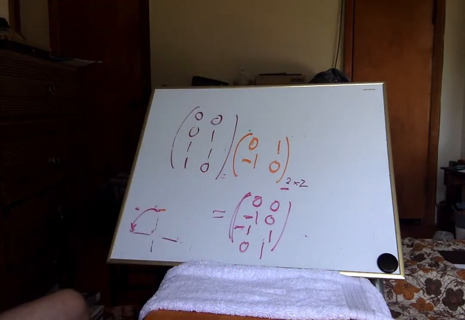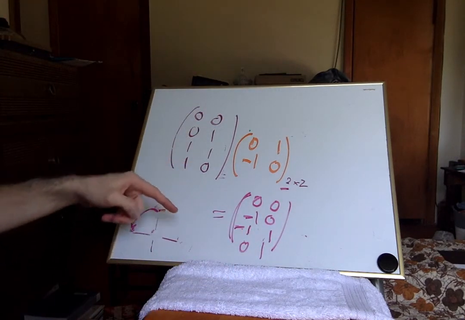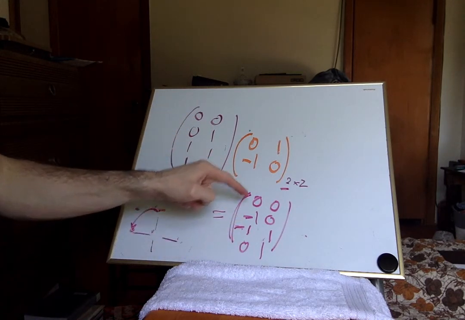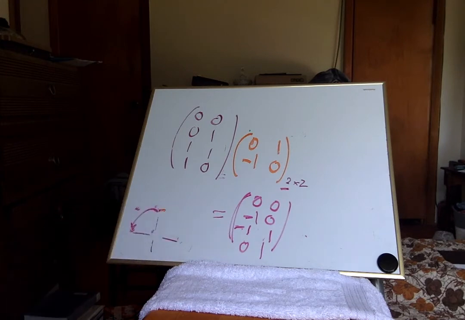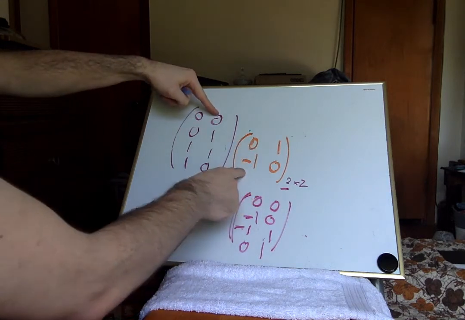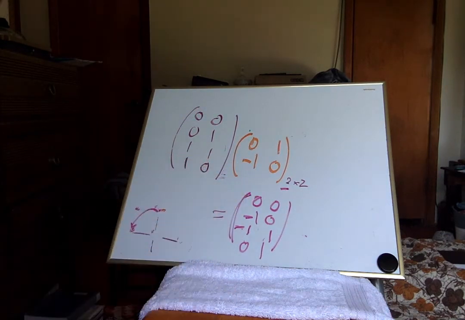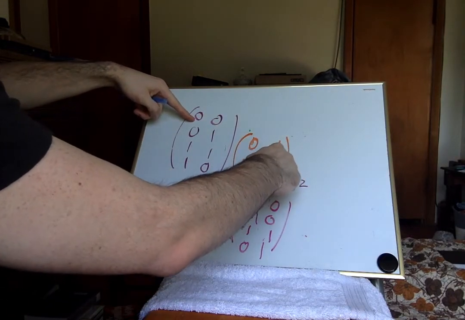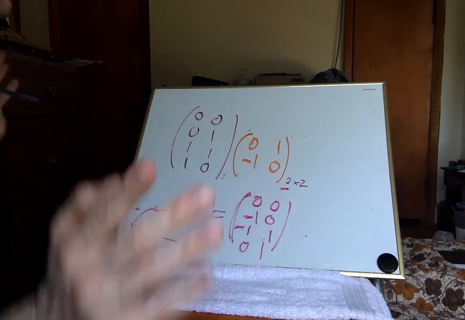So let's just check that this is actually what happens. I just told you that if I rotate by 90 degrees, those 4 points should go to these 4 points. They should, but let's make sure that in fact they do. Let's do the matrix algebra. 0 times 0 plus 0 times negative 1, that's 0. Good. 0 times 1 is 0 plus 0 times 0, that's 0. Okay, so far so good.